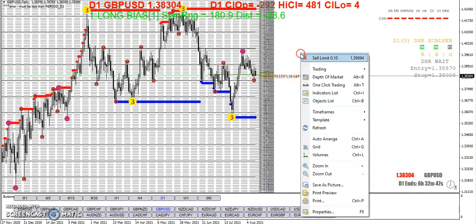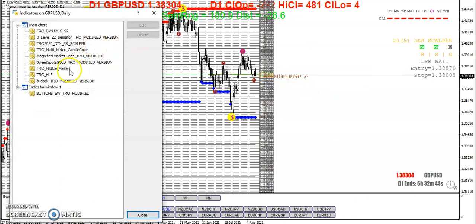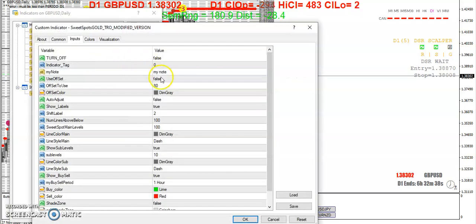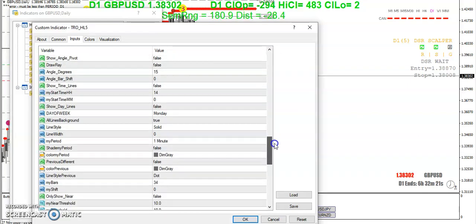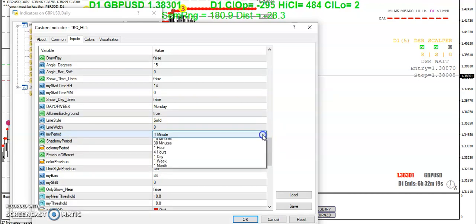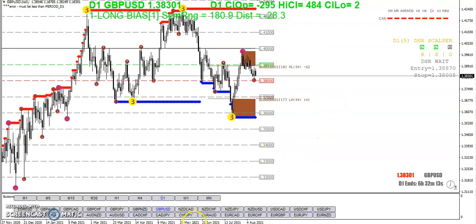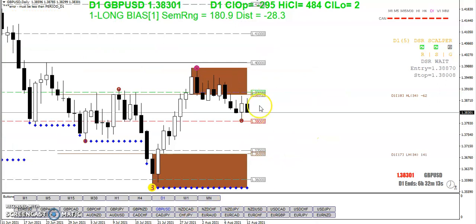Now, a couple things you have to do if you want to do it for daily. Let's see, we've got the sweet spots gold. We need to set this to auto adjust, so those lines will print better. And then on HL5, instead of 1 minute, we'll just say current. So when we switch to the day, for the last 34 days, there's that highest low.